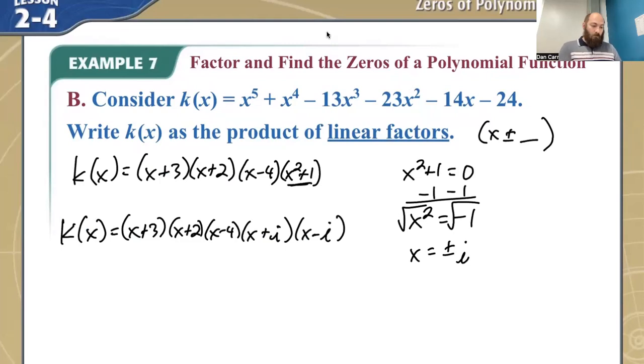Okay. If I were to take this and multiply this back out, it'd be x times x is x squared. Negative xi, positive xi will cancel each other out. And then negative i squared turns into a positive 1. So that'll take me back here. So everything is in linear factors, including my complex zeros.